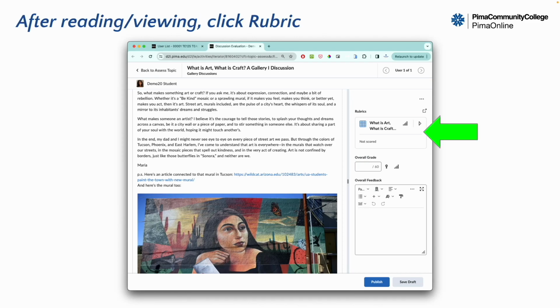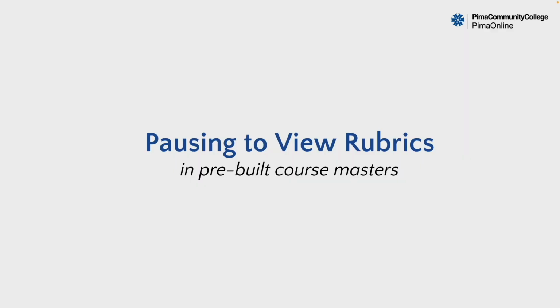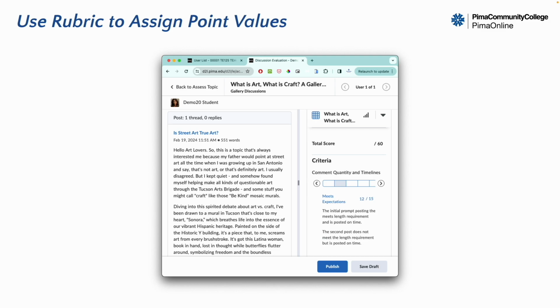After you've read the post or viewed the video submitted by your student, go ahead and click on the rubric. So let's pause for a second just to see how rubrics look in pre-built course masters before we go any further. First off, we can use rubrics to assign point values right within the experience. And when we click on it, it provides automated custom feedback by criteria.